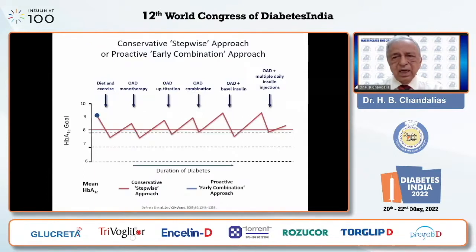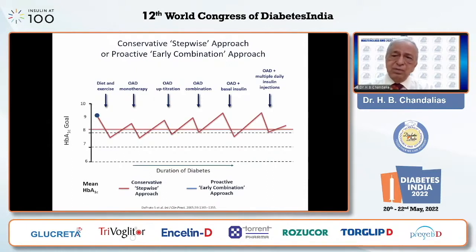So I think, and this is a very classic slide shown in many CMEs, you really wait for the A1C to go up. You call the patients usually at quarterly intervals, and you still find A1C raised, and then you add a drug and the patient gets control. Or sometimes they don't get control with the change you made, and hyperglycemia continues.